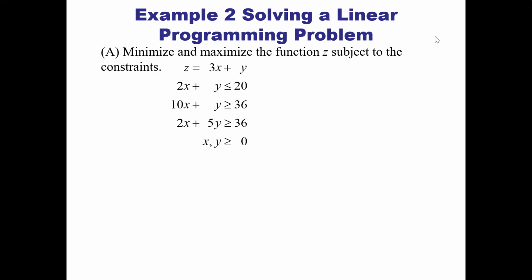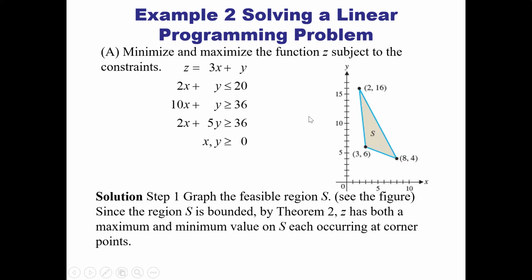All right, so this one we're supposed to minimize and maximize the function z subject to the constraints. Well, we have z is equal to 3x plus y, and then we have 2x plus y is less than or equal to 20, 10x plus y is greater than or equal to 36, and 2x plus 5y is greater than or equal to 36. And then our non-zero constraints: x and y both have to be greater than or equal to 0. Okay, so that's our problem, and we want to do both minimizing and maximizing this.